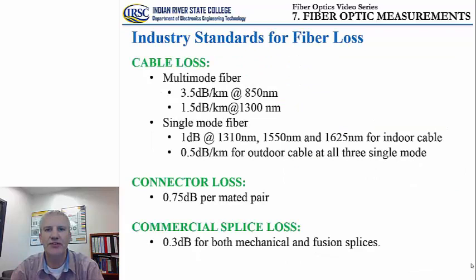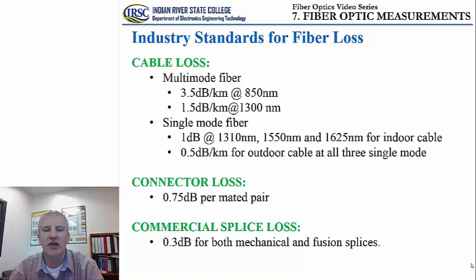Here are a few numbers that are important to elaborate, to put things into perspective. So we want to see what is a standard cable loss. We are talking about multimode fiber. Multimode fiber is a type of fiber that has more loss than single mode fiber. So if we are talking about multimode fiber, we're talking about 3.5 dB per kilometer at an operational wavelength of 850 nanometers, or 1.5 dB per kilometer at the operational wavelength of 1300 nanometers.